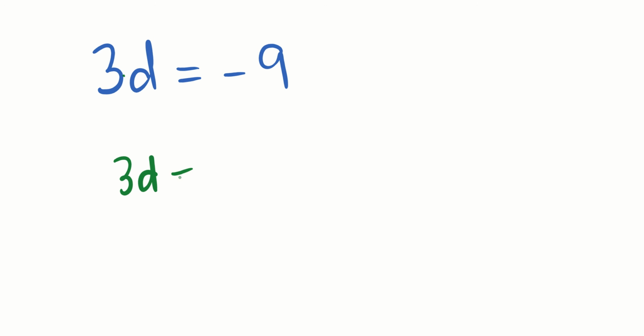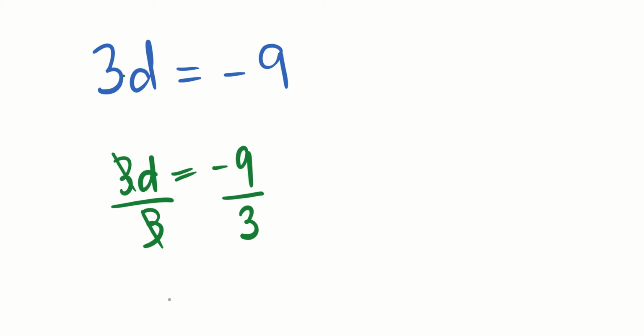Last example, 3d equals negative 9. This means multiply when we have a number next to a letter, number next to a variable. So 3d equals negative 9. Inverse of multiplying is dividing. So I'm going to divide both sides by 3.